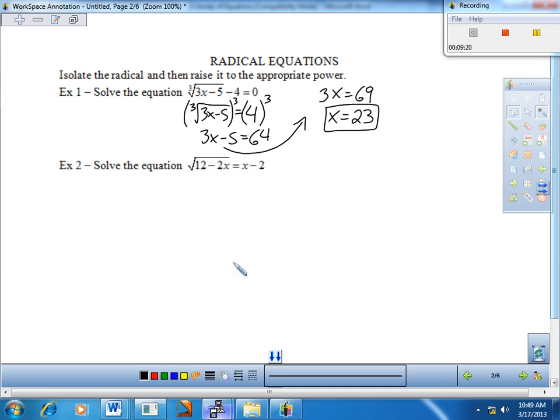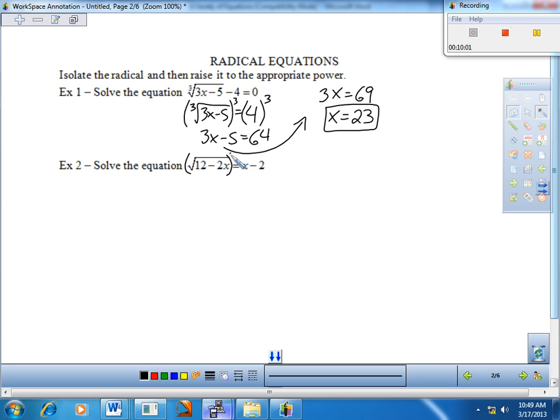This one is going to mirror what the investigation one produced. So let's take a look at this. Square root of 12 minus 2x equals x minus 2. What value or values would make this equation true? So first order of business, in order to get a variable by itself, I do think that square root symbol has to go away.